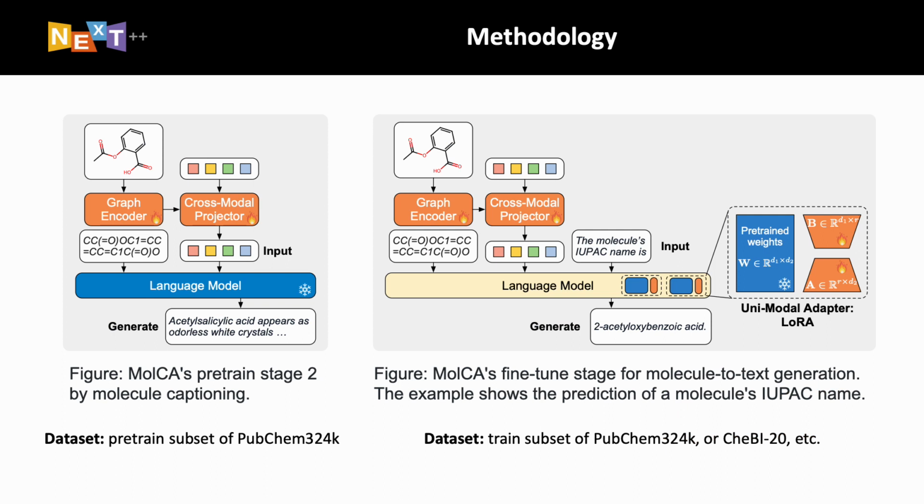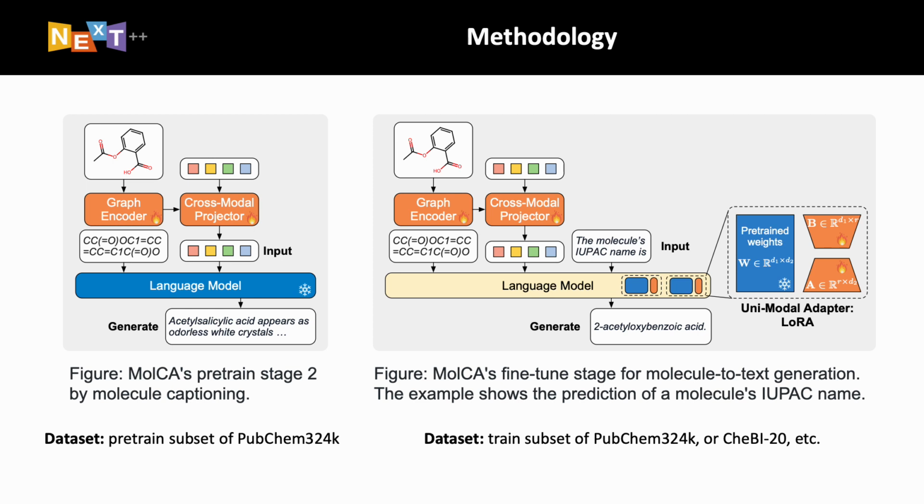We now look at the pre-train stage 2 and the fine-tune stage. In these two stages, we connect the cross-modal projector to the language model to enable it to perceive 2D molecular graphs. The training objective is molecule-to-text generation. That is, given the molecule, we train the language model to generate its textual description.